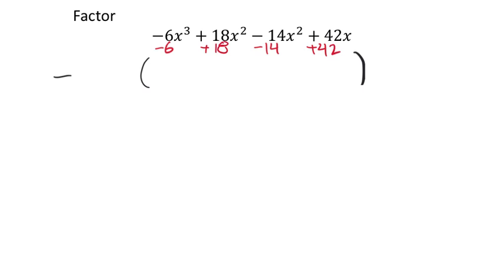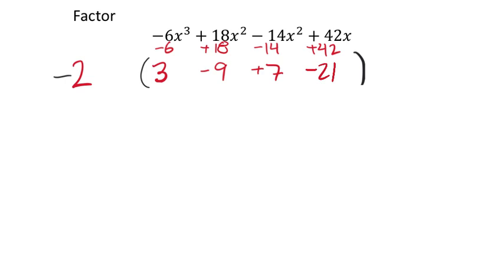So again, I'm not just taking out a 2, though. It's a negative 2. So negative 6 divided by negative 2 would be positive 3. 18 divided by negative 2 would be negative 9. Negative 14 divided by negative 2 would be positive 7. And then 42 divided by negative 2 would be negative 21. So that's just the numbers part of this.